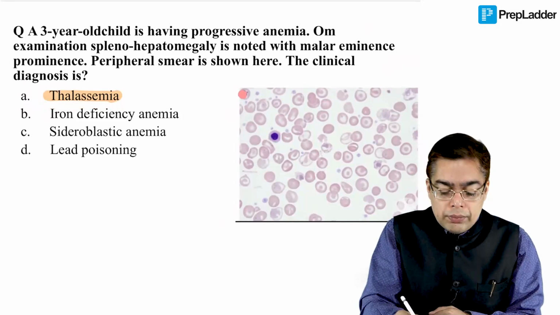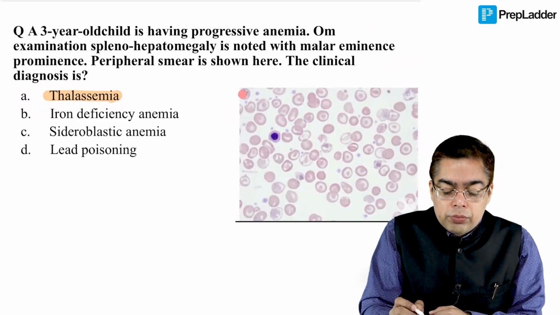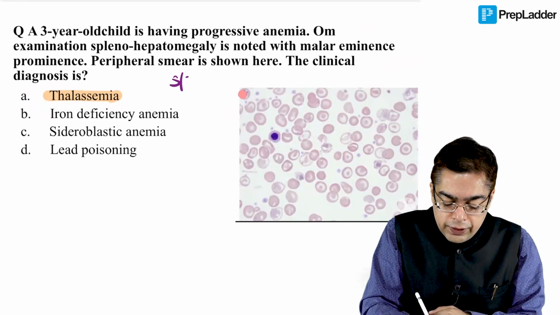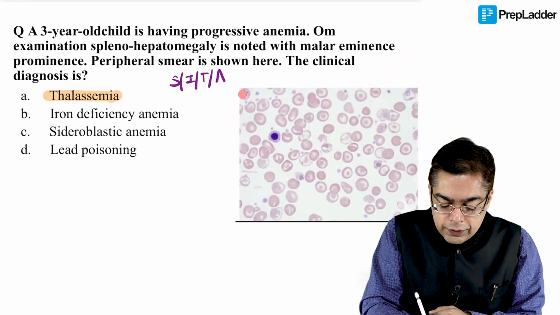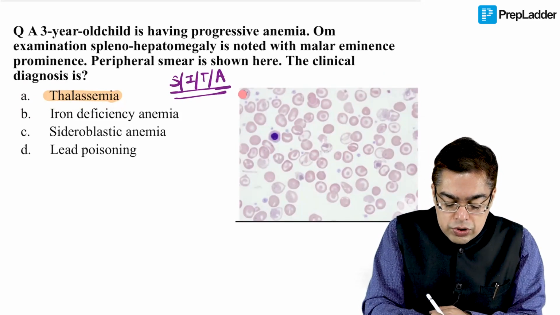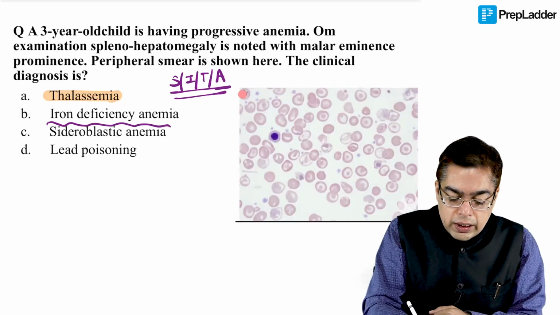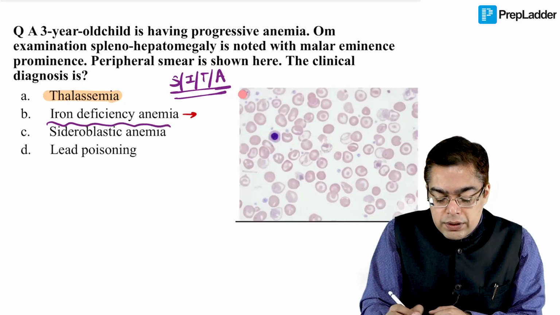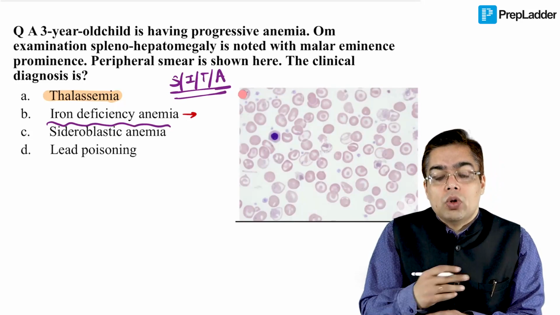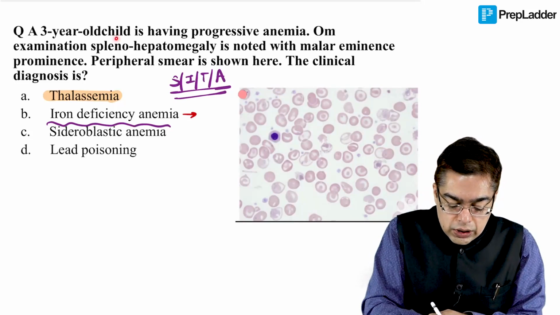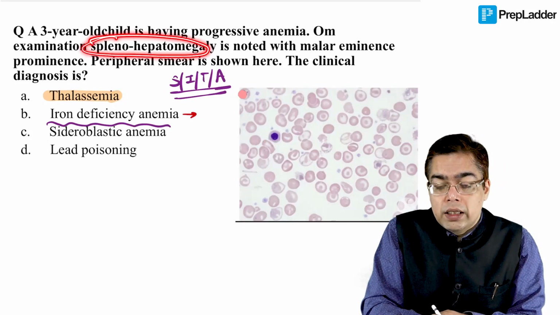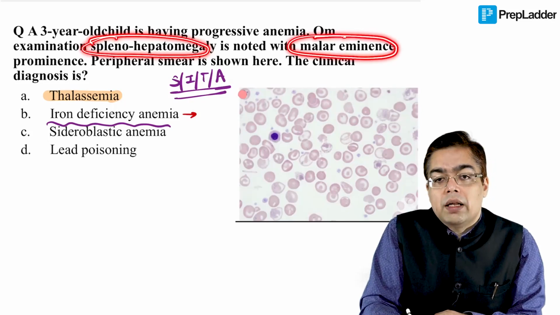Why do we need to talk about the other options over here? When we talk about microcytic hypochromic anemia, we had a discussion about this kind of thing time and again. We are going to rule out iron deficiency anemia, because even though it can be seen in children, it is not likely to present with something like splenohepatomegaly. It is not likely to have something like malar eminence.